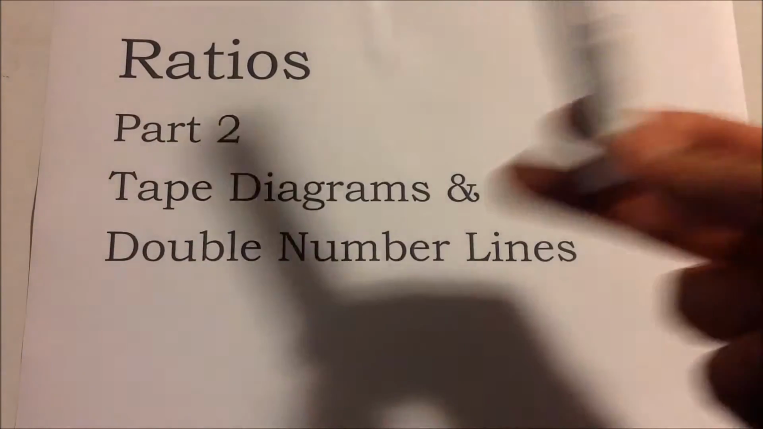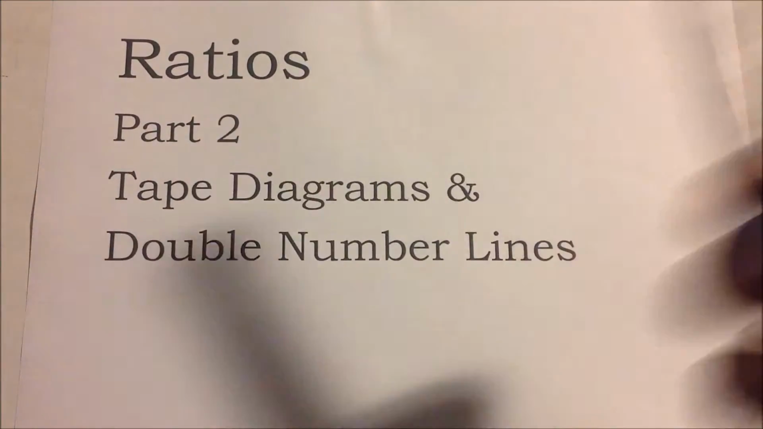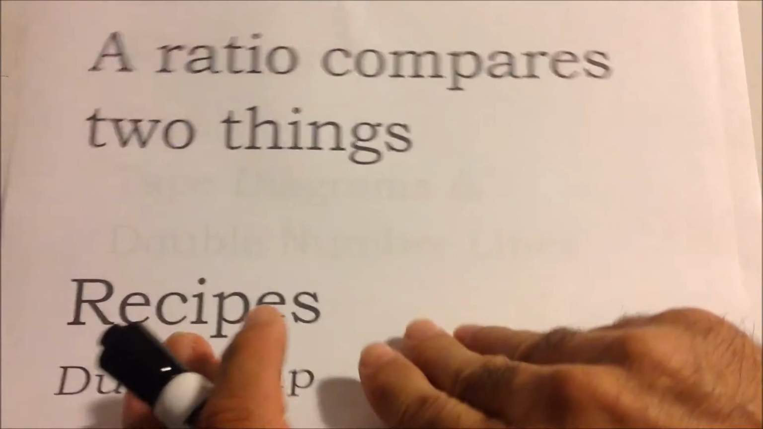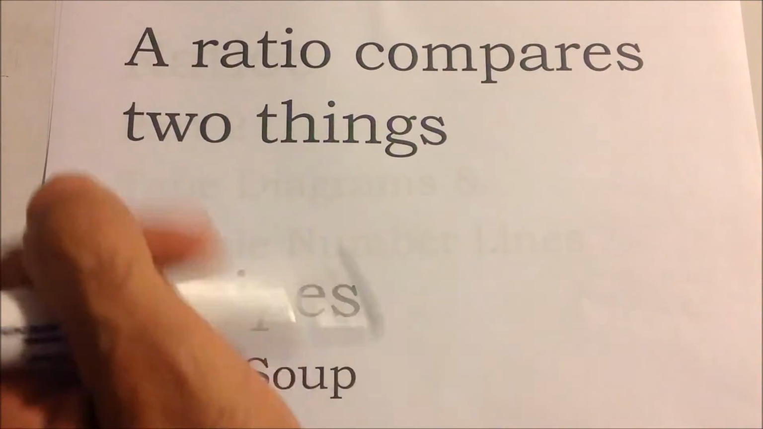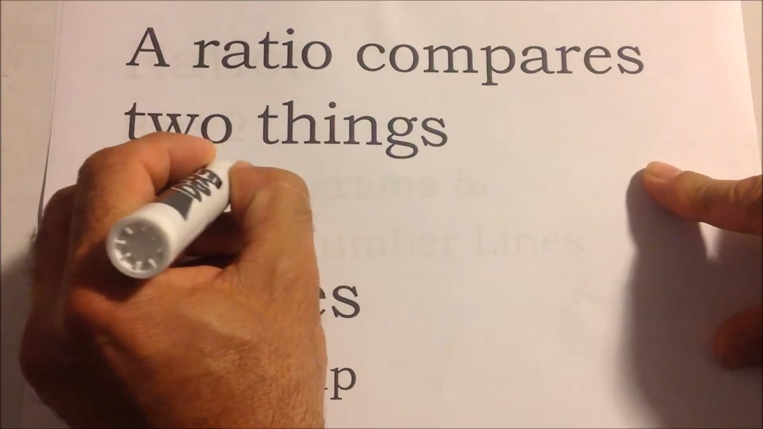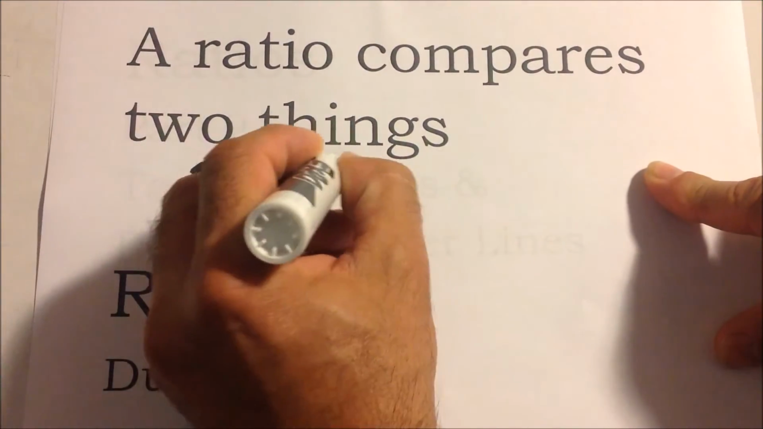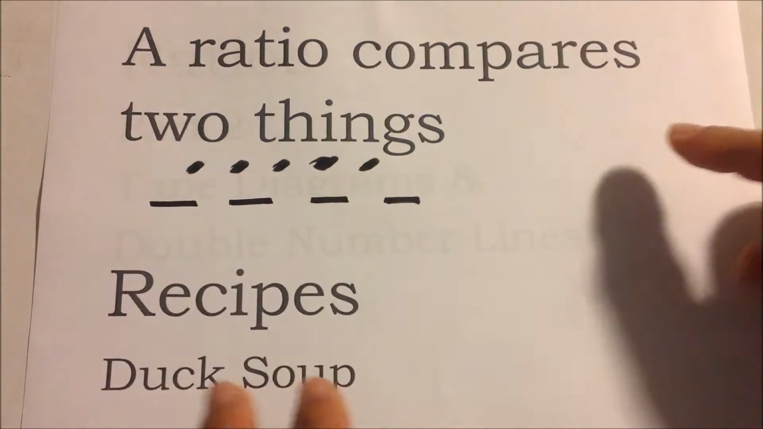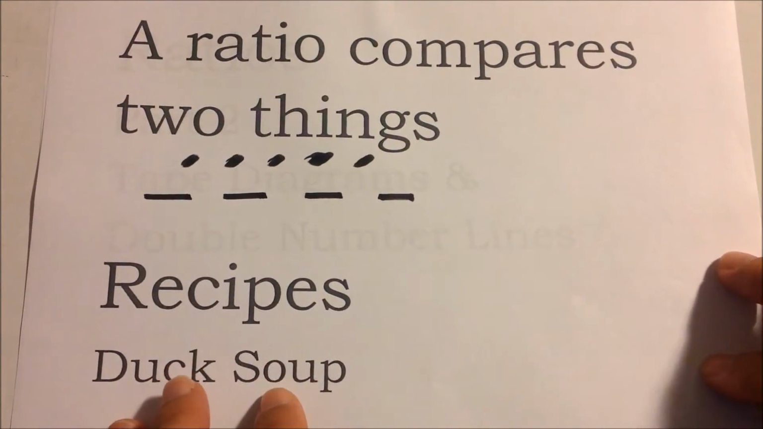Okay, here's our second video on ratios, and we're going to go over tape diagrams and double number lines. So let's remember, ratios compare two quantities, two things. Let's say, again, we'll do an example. Let's say we had dots, and we had dashes. And I asked you, what is the ratio of dashes to dots?